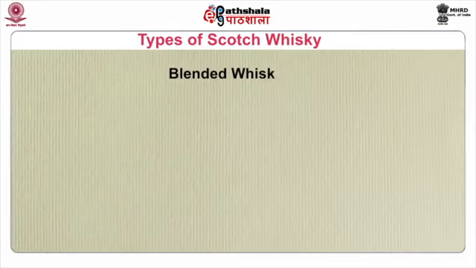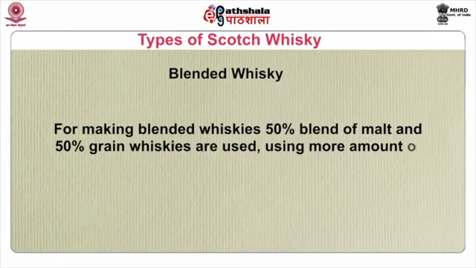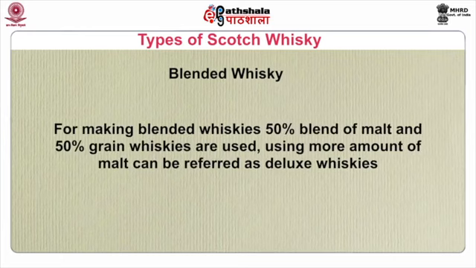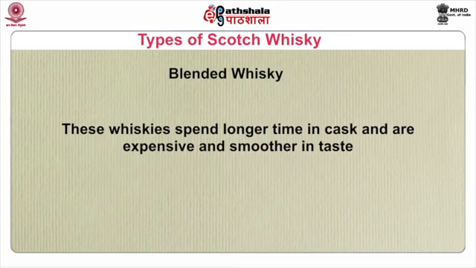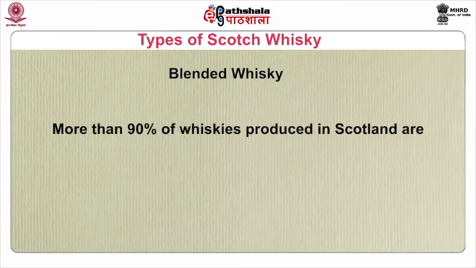The second type of whisky is blended whisky. For making blended whiskies, 50% blend of malt and 50% grain whiskies are used. More amount of malt can be referred as deluxe whiskies. These whiskies spend longer time in cask and are expensive and smoother in taste. More than 90% of whiskies produced in Scotland are blended whiskies. The object of the blending is to iron out the rough edges of individual whiskies and produce something that will appeal to a broader taste.